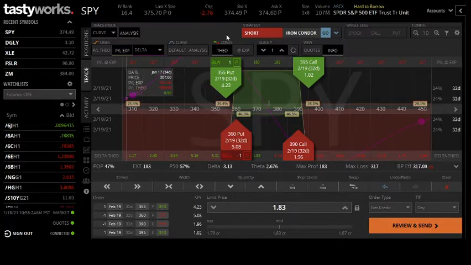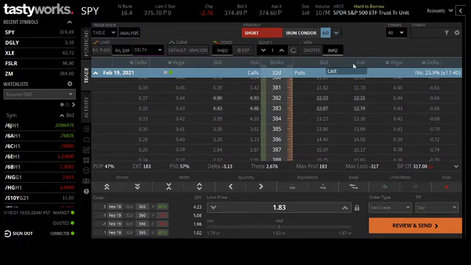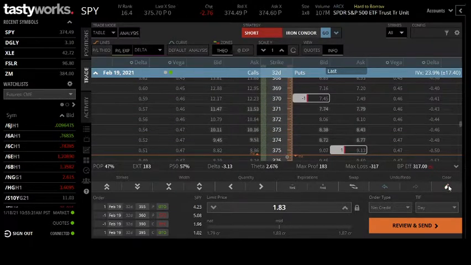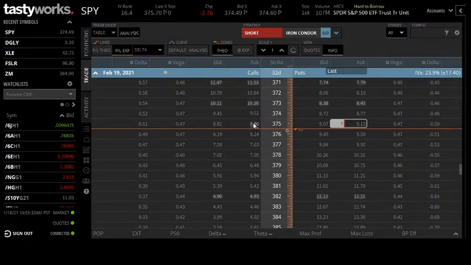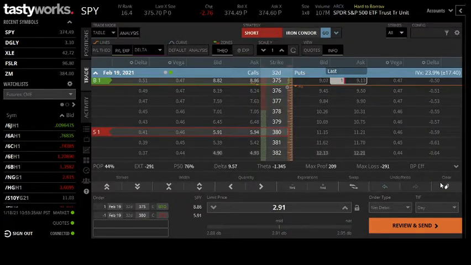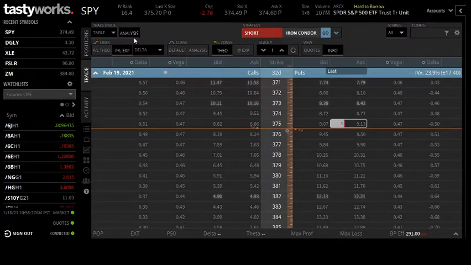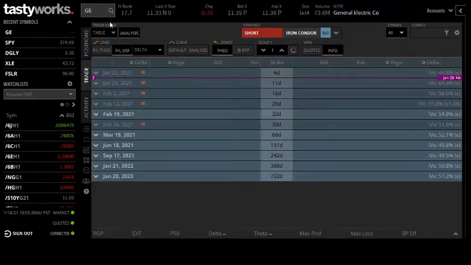Like, this is SPY. Even on SPY, it's a $300 stock. Your average spread can be $290 for a $5 wide spread. So you said GE. That's a good one.